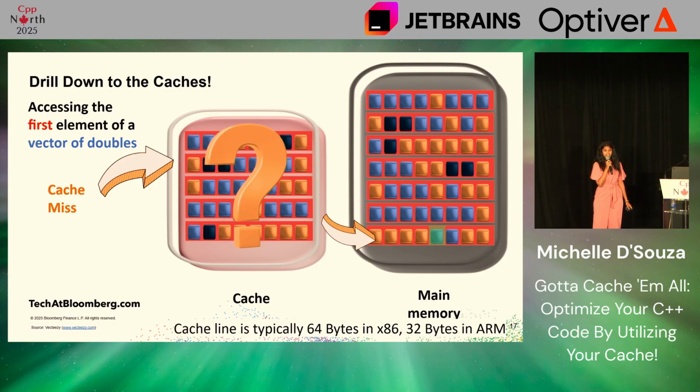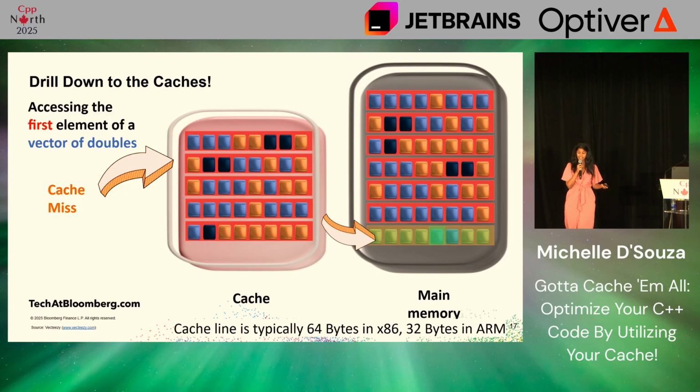But here's the catch. You can't actually move just a single byte or a few bytes at a time from main memory to the cache. You have to move the whole cache line. A cache line is typically 64 bytes in x86. It does vary, and in ARM it tends to be 32. So you grab this whole cache line, and even though you care about just the first 8 bytes, you're moving the whole cache line to your cache. That includes potentially having that second element of the vector in there, because a vector has contiguous memory.